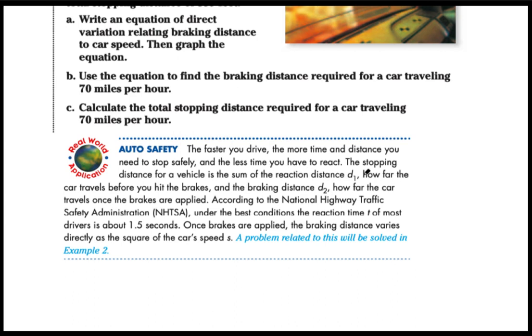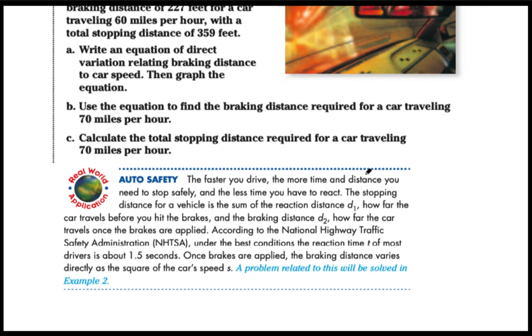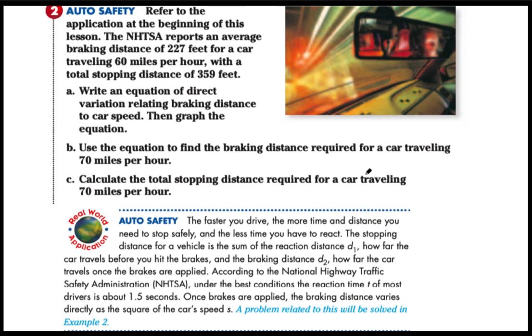The stopping distance for a vehicle is the sum of the reaction distance, which is how far the car will travel before you hit the brakes, and the braking distance, d sub 2, how far the car travels once the brakes are applied. According to the National Highway Traffic Safety Administration, under the best conditions, the reaction time of most drivers is about 1.5 seconds. Once brakes are applied, the braking distance varies directly as the square of the car's speed. So that's good information, and we're going to need it to answer our question.